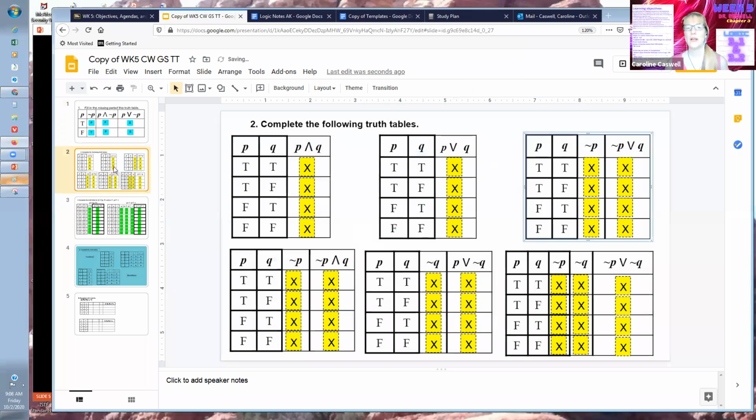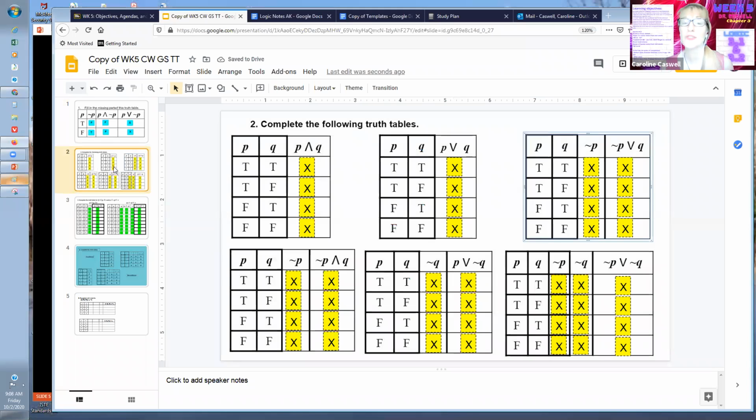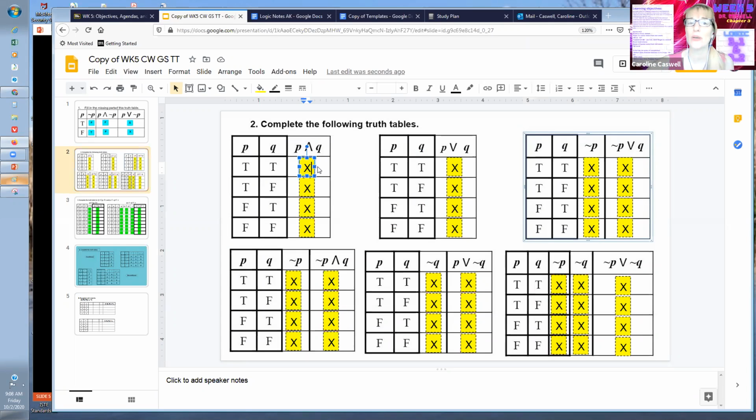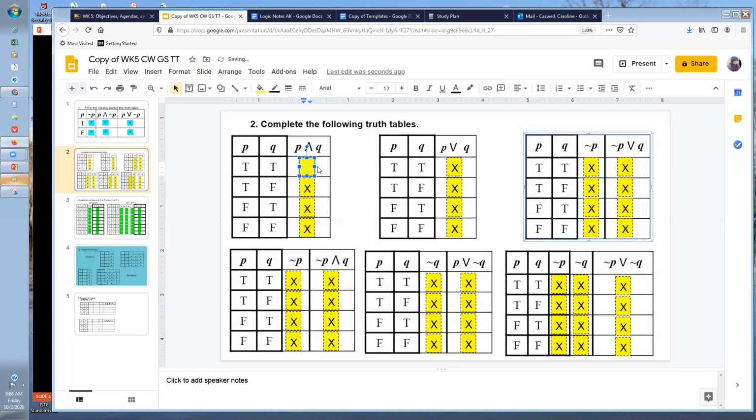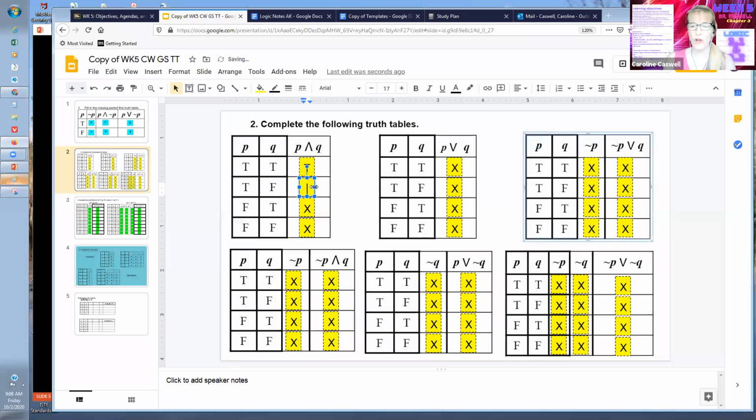So let's go to our second one. Now we're going to try this for two statements. One statement's a little easy. We're not going to have any truths. It's never going to happen on the "and". So now let's take a look at the "and" for P and Q. Oh, we have a true, true. What's that going to be? True. And how about all the others? False. All false.